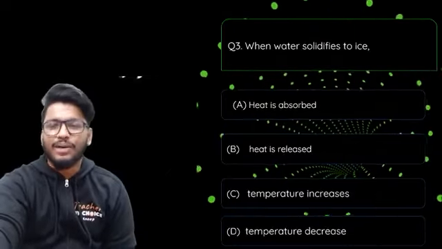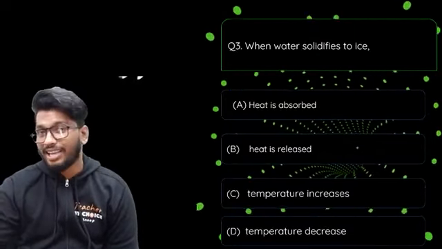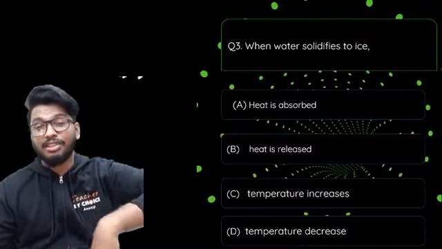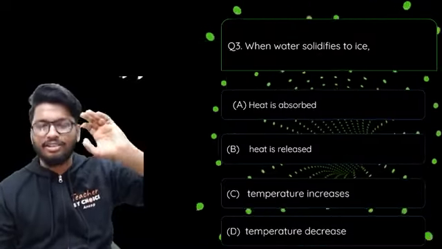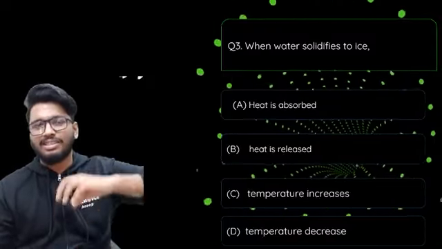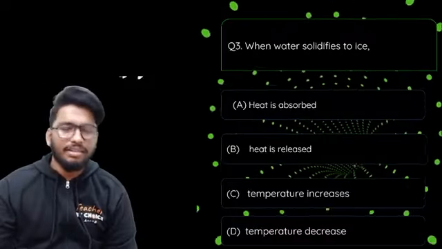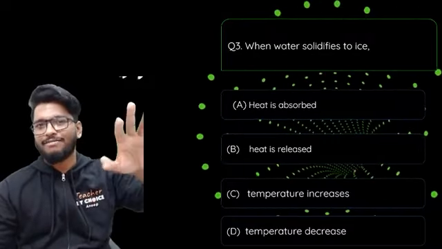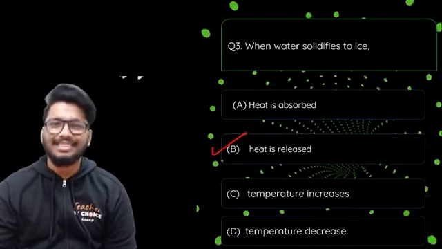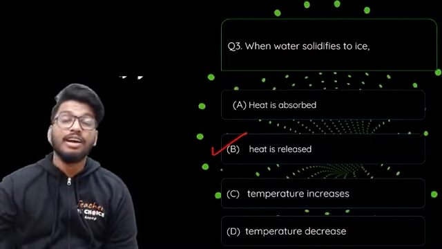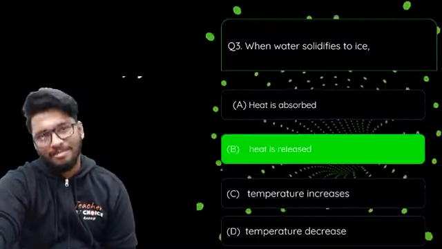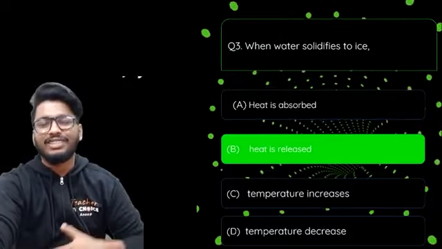Moving on to the next question. The third question. When water solidifies to ice, is heat absorbed, is heat released, does the temperature increase, or does the temperature decrease? When water turns into ice, like when you put it in the freezer, what's happening over there? 5, 4, 3, 2, and 1. Heat is released because it's an exothermic process. You're releasing the heat energy so that the temperature drops down and it solidifies, right? So that is the answer. It's basically a change of state of matter.